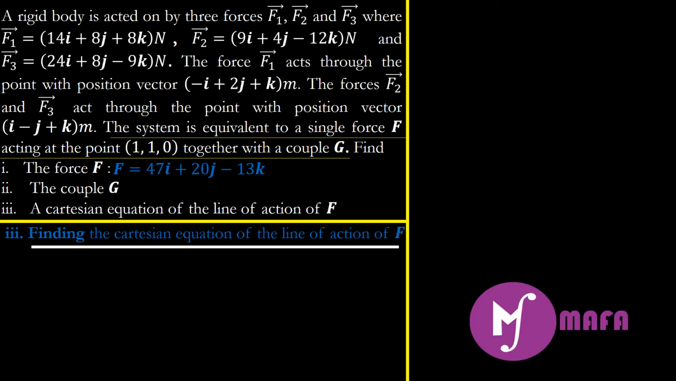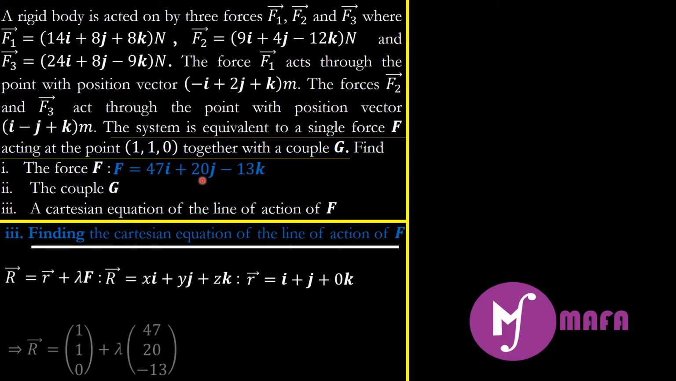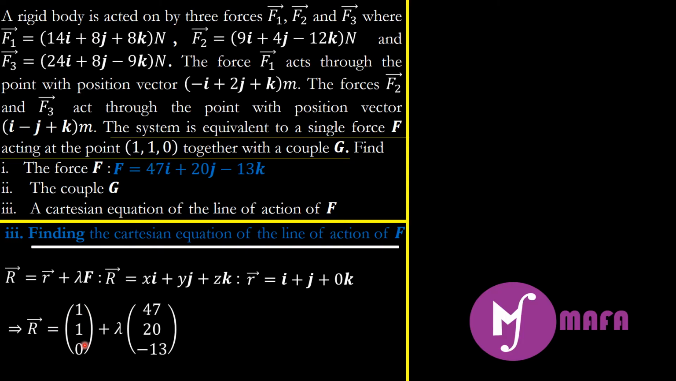Alright, so the last part of the question is asking us to find the Cartesian equation of the line of action of F. It should be noted that the equation of the line of action of a force is simply the position vector plus a parameter times the direction vector, and the direction vector is the force itself. Okay, so our arrow here represents all points on that line, and then our small arrow is simply the position vector of the line of action of the force, which is I plus J plus 0K, because the force was acting at the point (1, 1, 0). So with that said, it means r is equal to (1, 1, 0) plus lambda times the force, because the force is the direction.